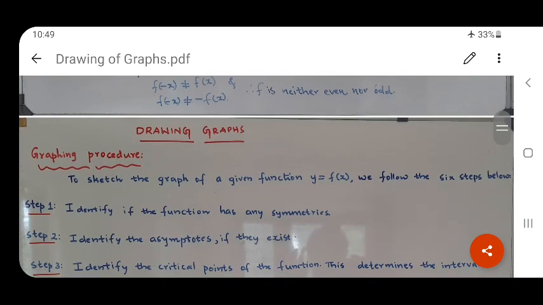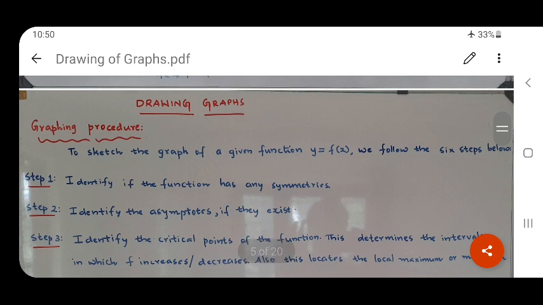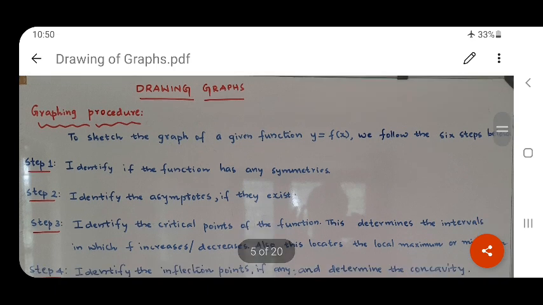Then the next section is the drawing of graphs. This is the major topic that we are going to deal with in this section, in this video. We will discuss a 6-point procedure to draw the graph of any given polynomial function or rational function in particular. To sketch the graph of a given function y equal to f of x, we follow the 6 steps below.